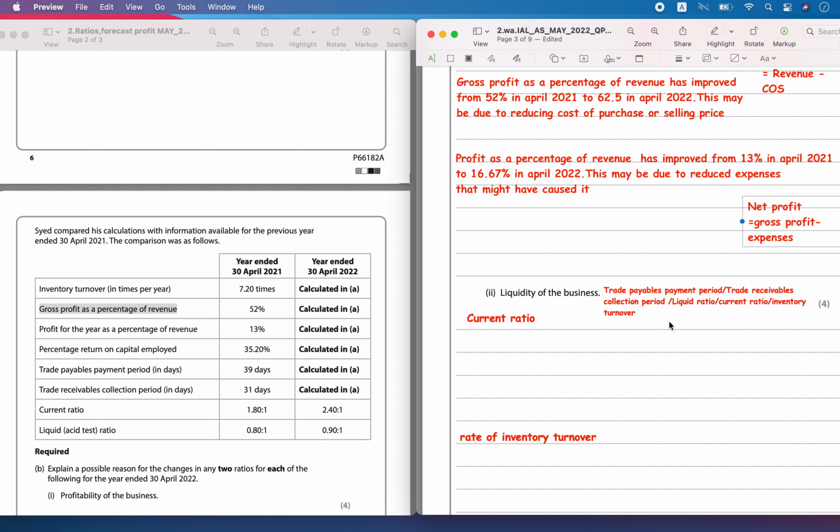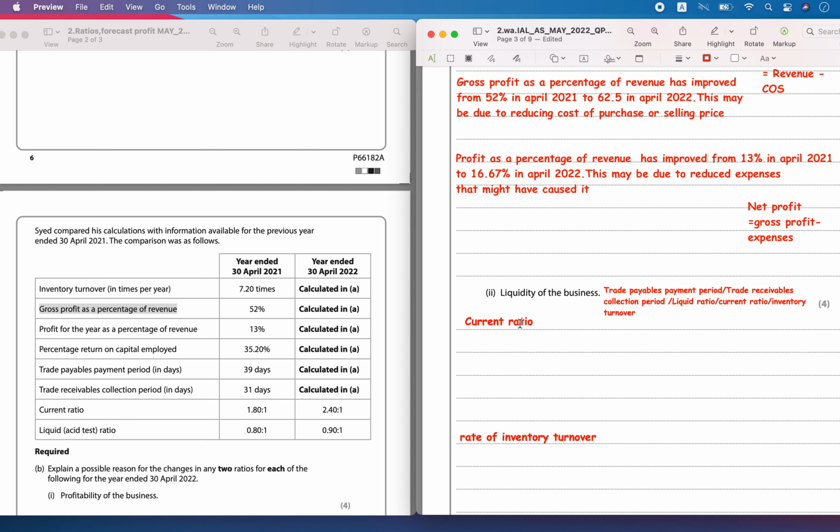Then the liquidity of the business. You can comment on any one of these things which you have calculated, like trade payables payment period, receivables collection period, liquid ratio, current ratio, inventory turnover. So let me comment on two things. The first one is the current ratio. Let's comment on it, because it's for 4 marks. We know that the current ratio is current assets by current liabilities, and they have directly given it.